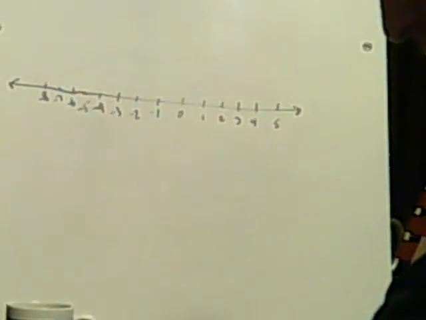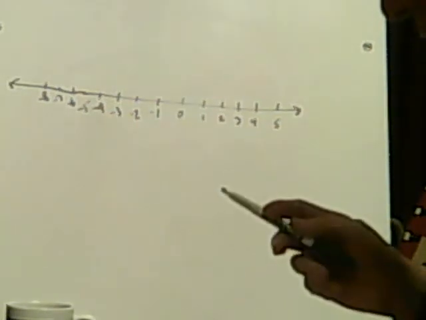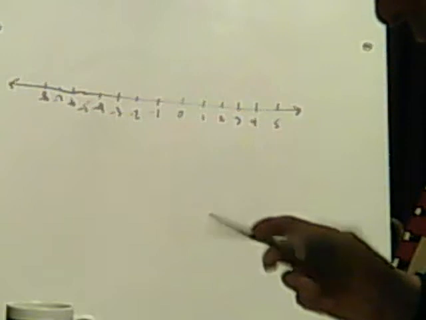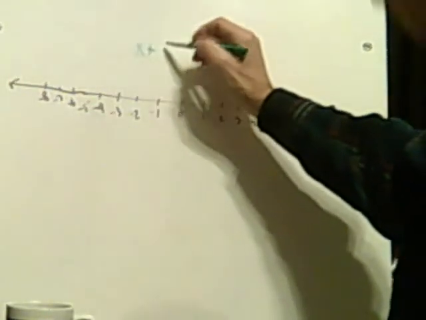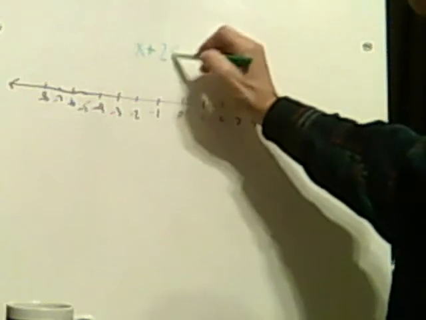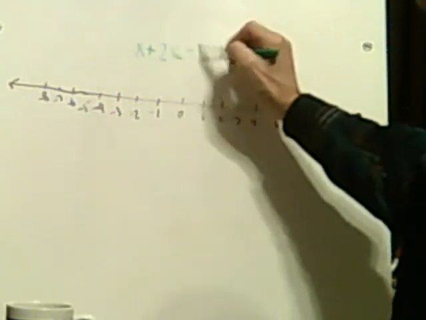Inequalities. Graph the solution set. Write it in interval notation. Okay. x plus 2 is less than or equal to -1.